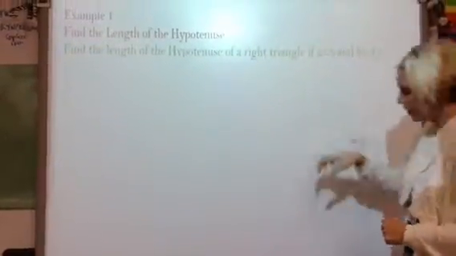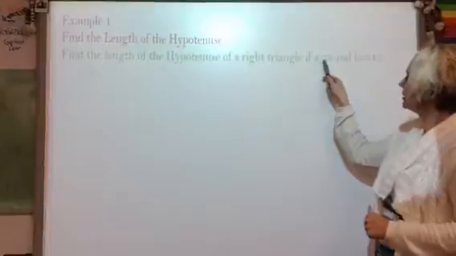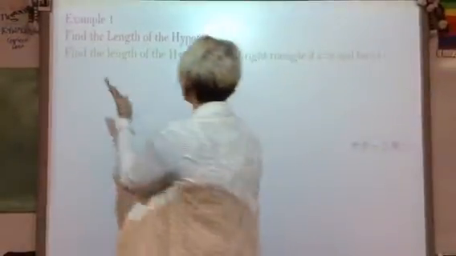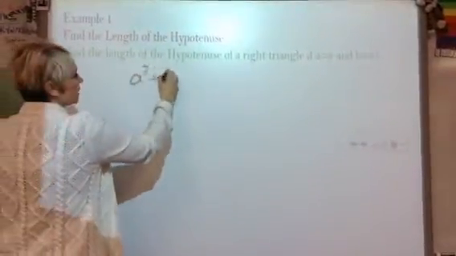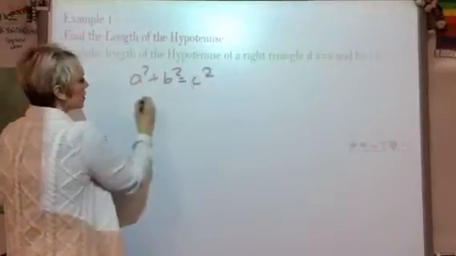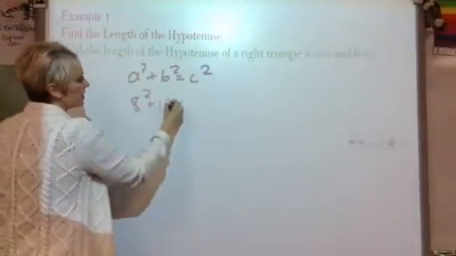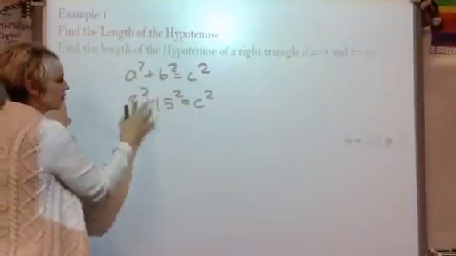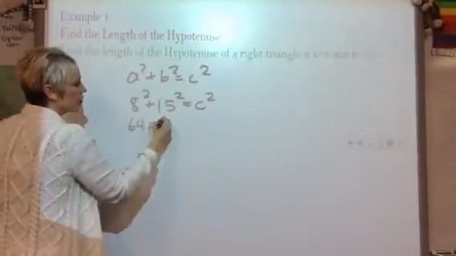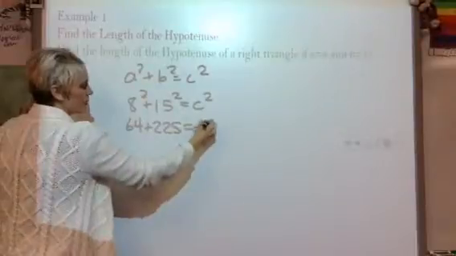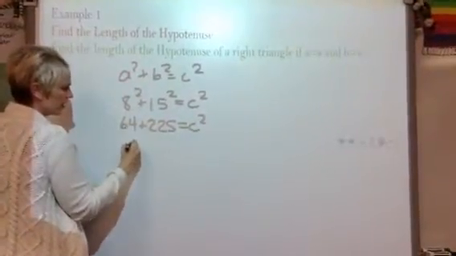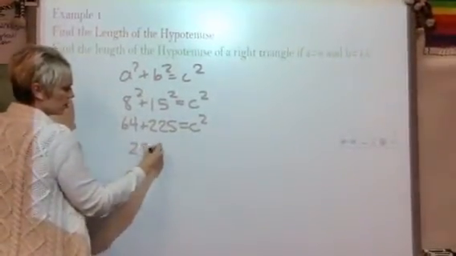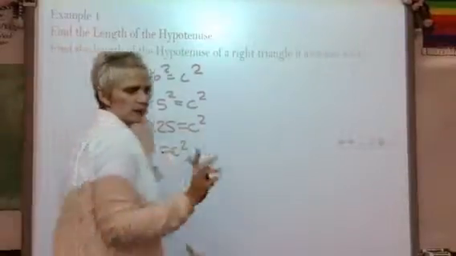If we know a right triangle has one leg of 8 and one leg of 15, then you just plug this into the formula, a squared plus b squared equals c squared. That would be 8 squared plus 15 squared equals c squared. We do our order of operations, so exponents first, which gives 64 plus 225. When you add that together, you get 289. Okay, let me double check.